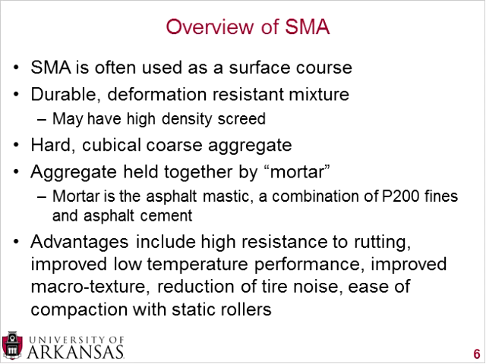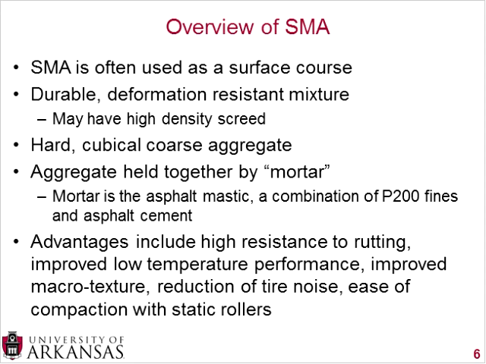You generally use very hard and cubical coarse aggregate. This type of aggregate encourages and promotes the stone-to-stone contact, which allows you to resist that rutting. And the aggregate is held together by what's called a mortar. So you have this hard cubical coarse aggregate that's held together by the mortar. And what the mortar is, it's an asphalt mastic. And when you say asphalt mastic, you can be talking about a combination of the P200 fines, so the very, very fine material, and also the asphalt cement. When you mix that together, the asphalt cement becomes extremely stiff, and it's called asphalt mastic or mortar.